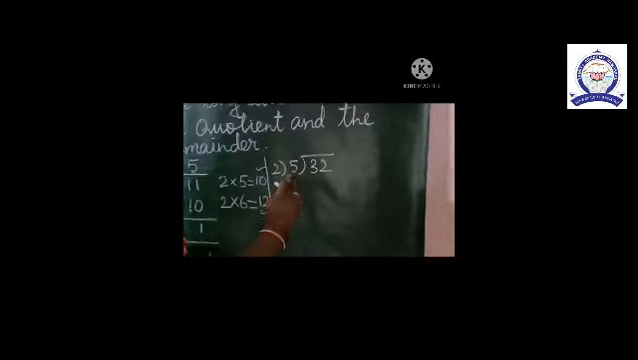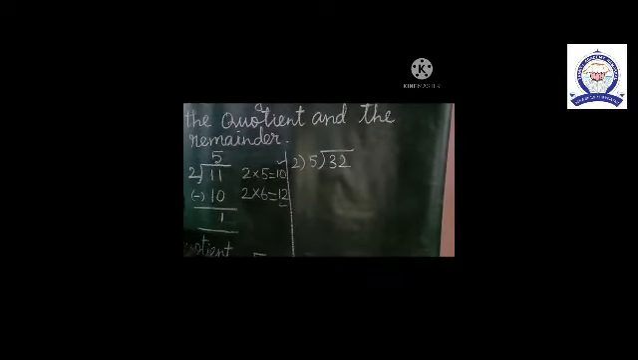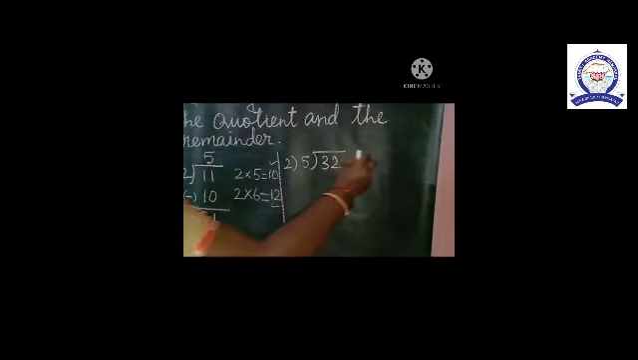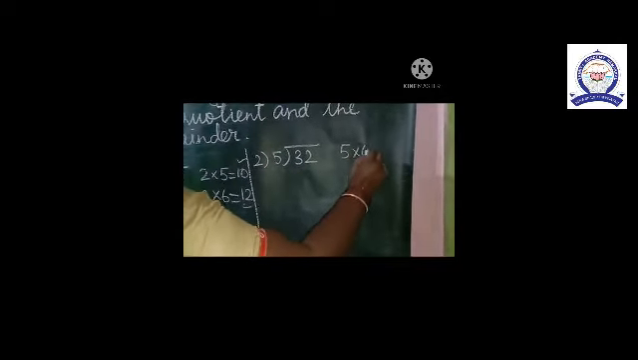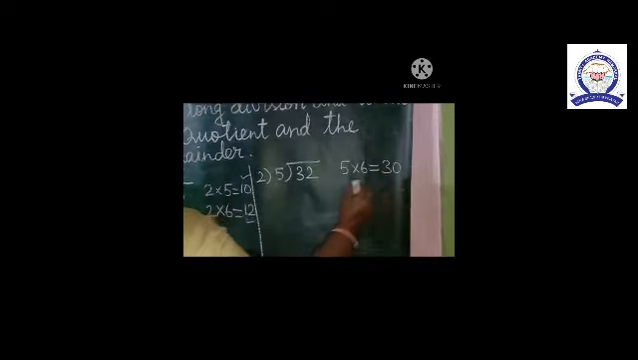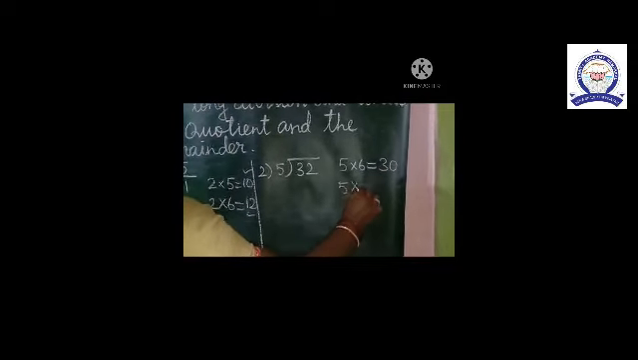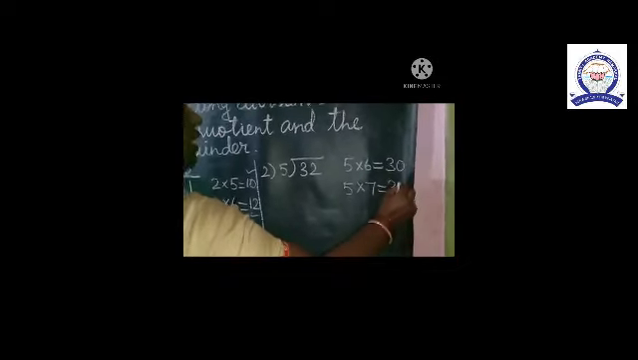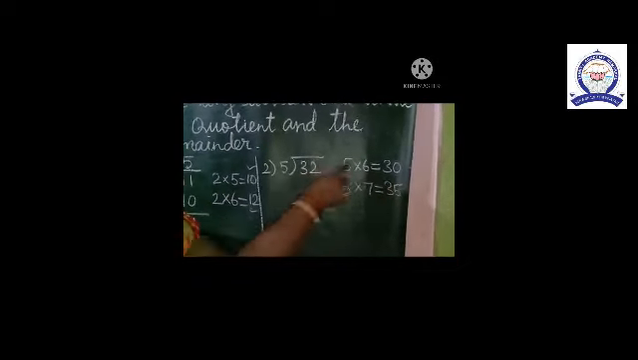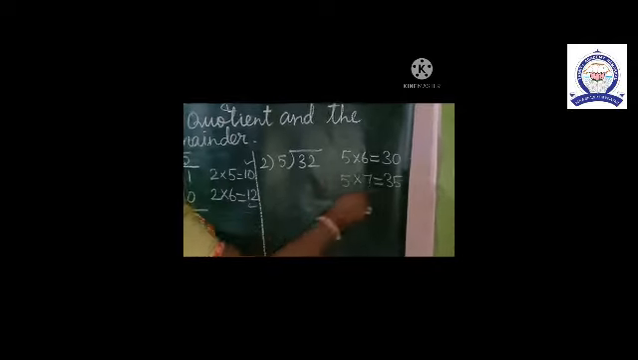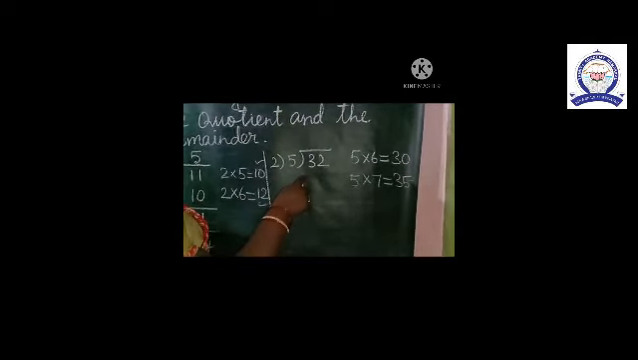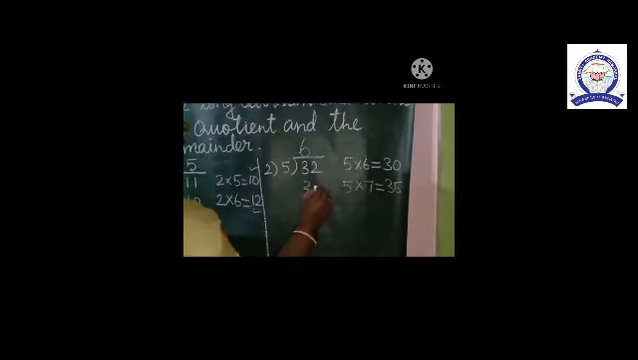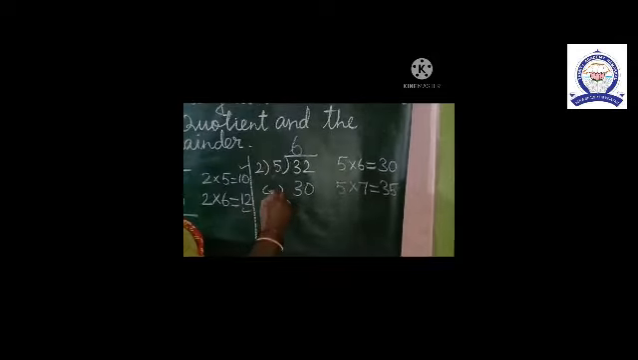See the next sum. 32 divided by 5. You say the 5 table. 5 1s are 5. 5 2s are 10. 5 3s are 15. 5 4s are 20. 5 5s are 25. 5 6s are 30. 5 7s are 35. But our given sum 32 only has. So 6 times only is used. 6 5s are 30. Now you subtract.